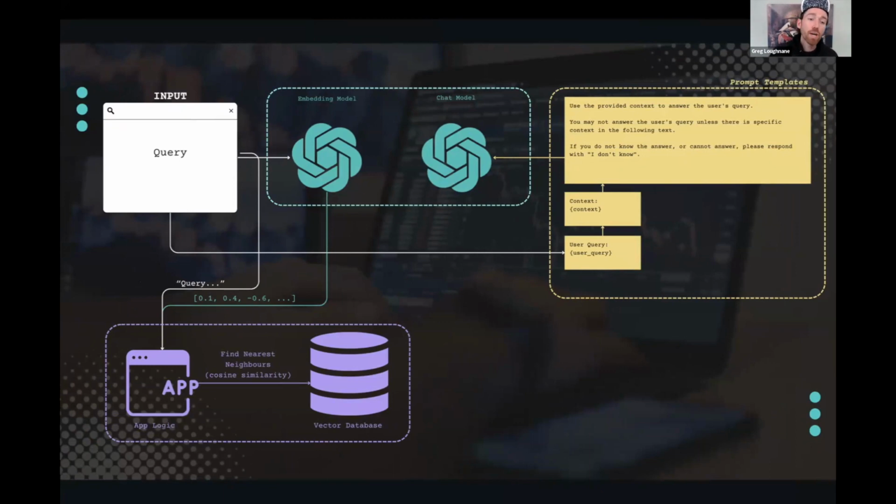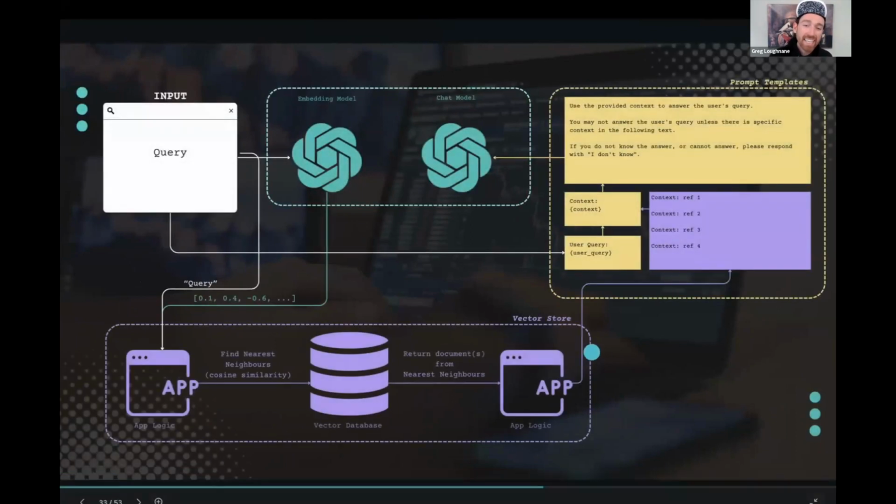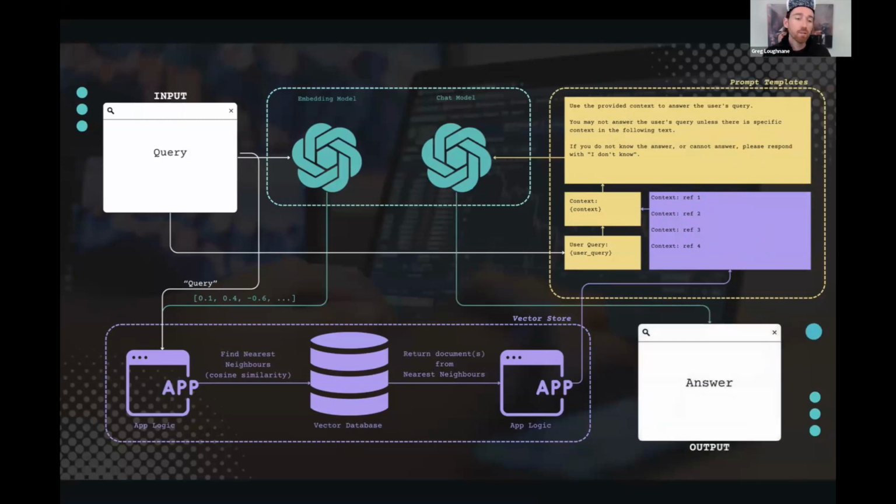So then we go ahead and we take our similar context from the vector database and we shove it right into the prompt, reference 1, reference 2, reference 3. We saw this before. Finally, all that stuff is in the prompt. We shove it into the LLM. We get our answer, bada bing, bada boom.